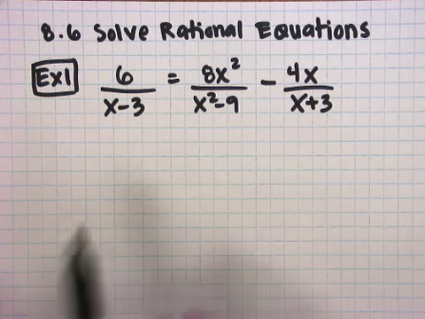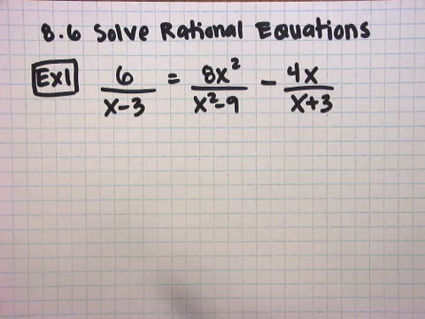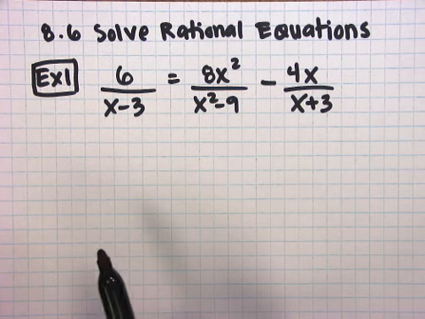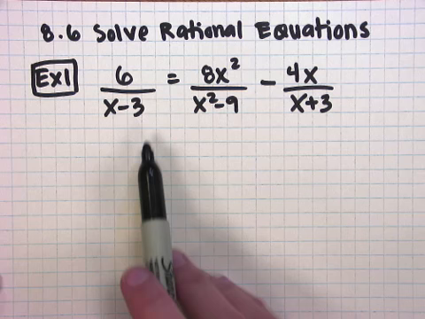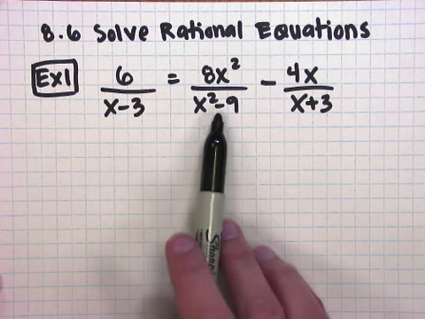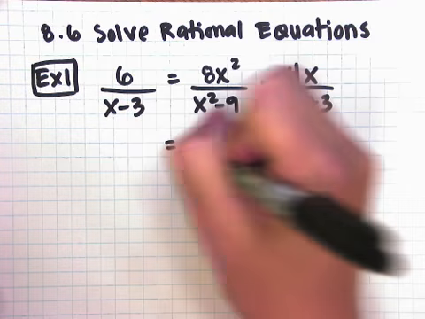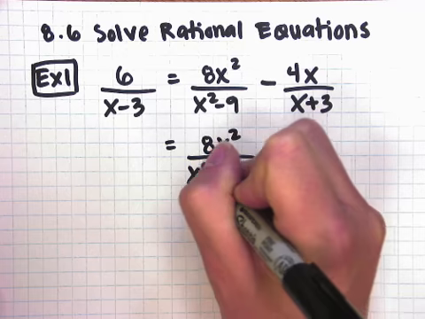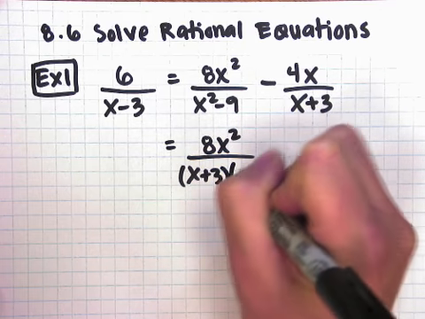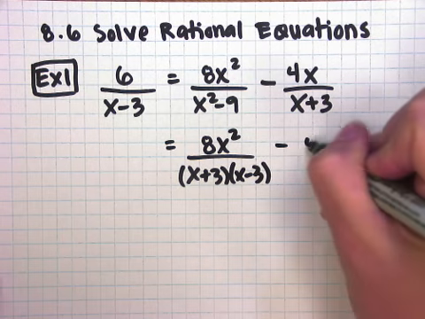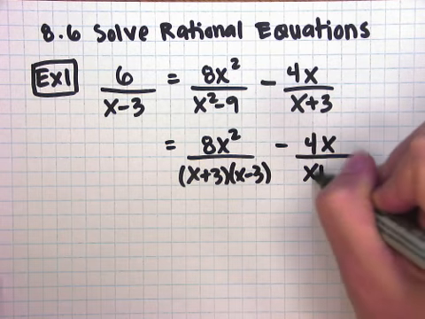In 8.6, we've been solving rational equations, and so these are just reminder notes if you need to review before the test. To begin with, if I want to solve this rational equation, I'm going to need to factor my x squared minus 9. So I've got 8x squared over x plus 3 times x minus 3, because it's a difference of squares. And then I've got 4x over x plus 3 here.